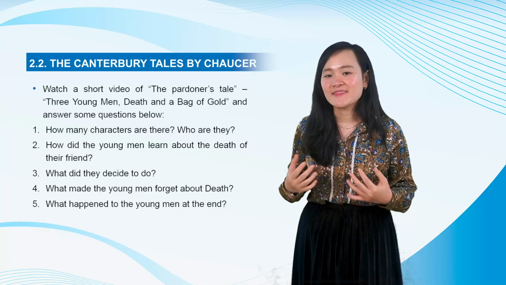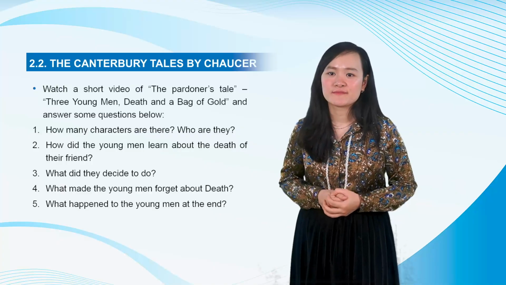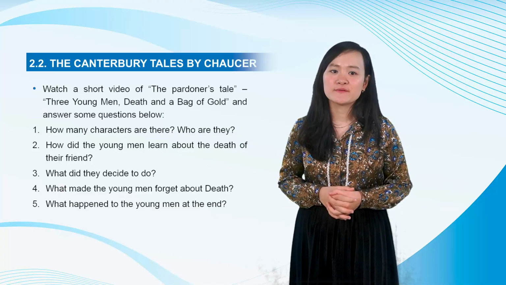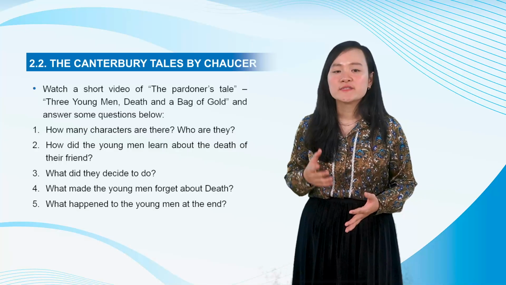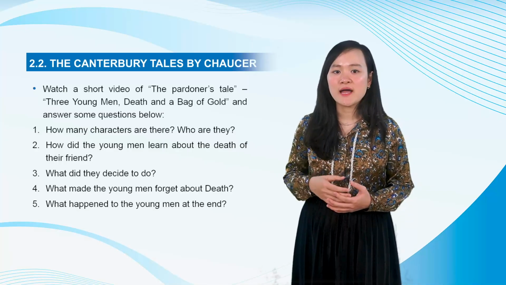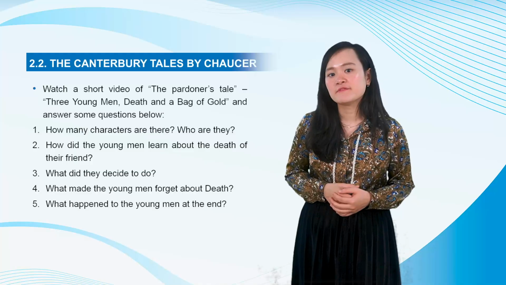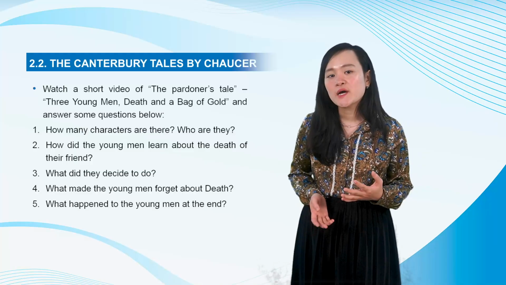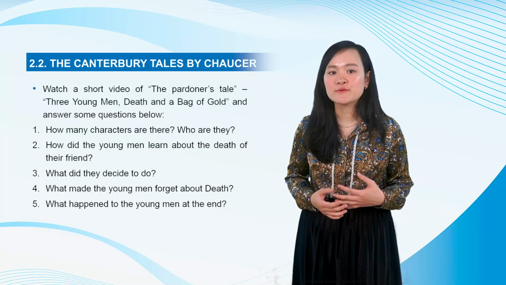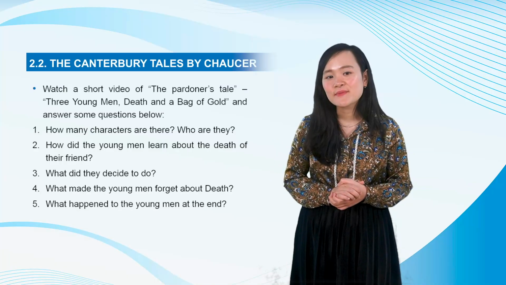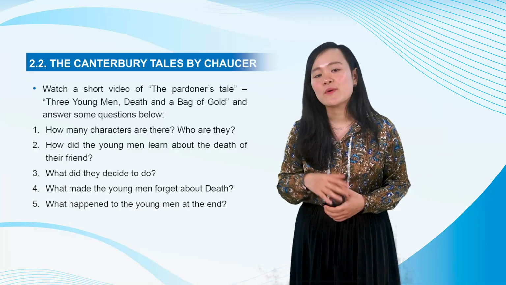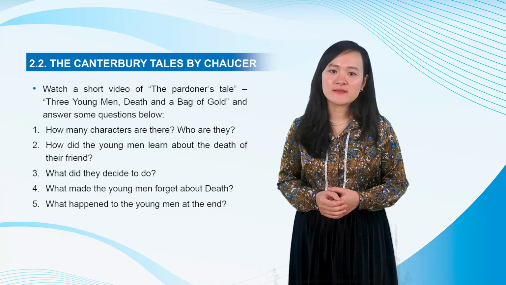Three young men, death, and a bag of gold. And answer some questions below. 1. How many characters are there and who are they? 2. How did the young men learn about the death of their friend? 3. What did they decide to do? 4. What made the young men forget about death? And the final question is, what happened to the young men at the end?